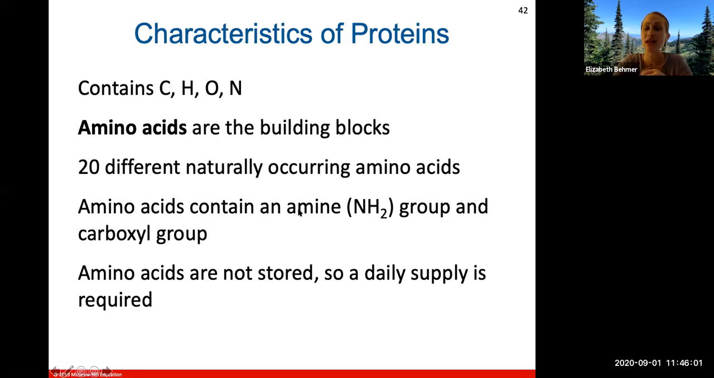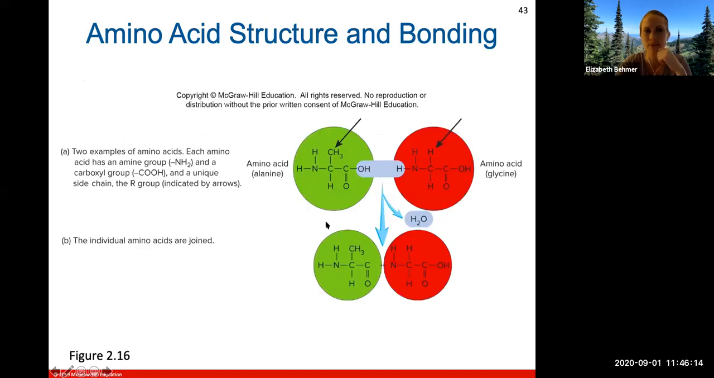Amino acids contain an amine group, which is made up of nitrogen and hydrogen, and some sort of carboxyl group, which is just carbon and oxygen. Amino acids are not stored, so a daily supply of amino acids is required. Here's amino acid structure and bonding.